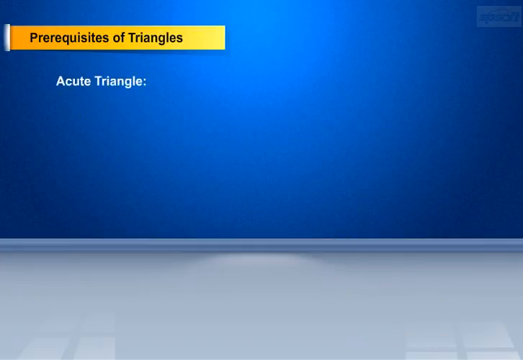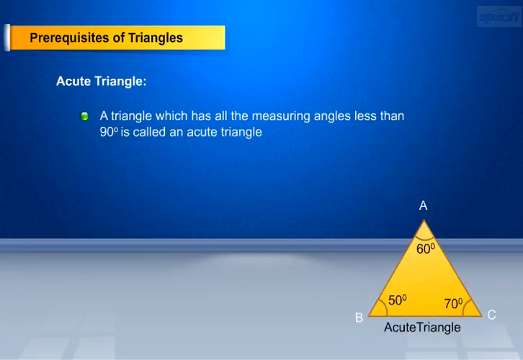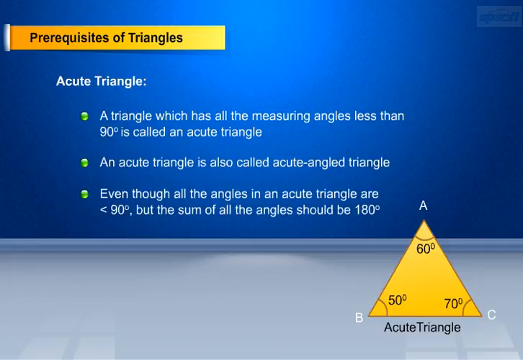Acute triangle, or acute angle triangle. A triangle which has all the measuring angles less than 90 degrees is called an acute triangle. An acute triangle is also called an acute angle triangle. Here remember that, even though all the angles in an acute triangle are less than 90 degrees, the sum of all the angles should be 180 degrees.